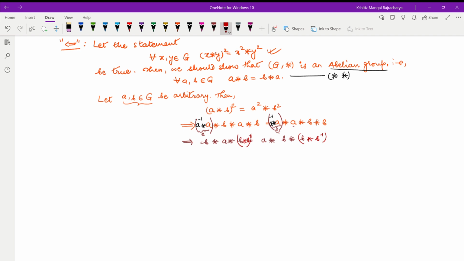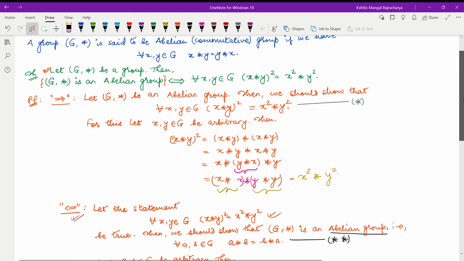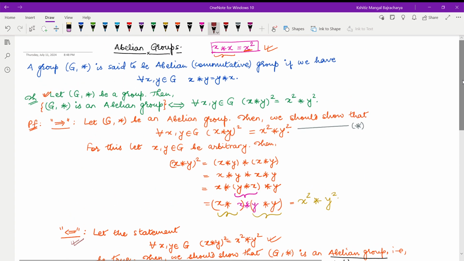and since these two are identities, these two give the identities, we can say that A star B will be equal to B star A. So since A and B were arbitrary, the proof for the backward implication is also complete. So on the whole, this characterization holds. Okay, that's all about this characterization.